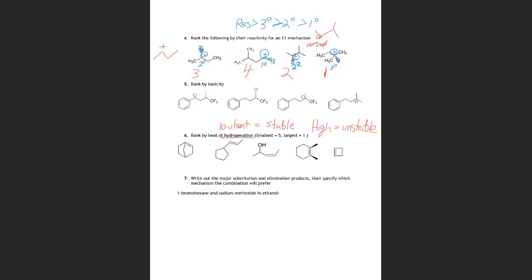So this one, we can say that it's di-substituted. This one is tetra. This one is di. This one is di. And then this one is tri-substituted. So we know that tetra is going to be our most stable. And so if it's our most stable, it's going to have our smallest heat of hydrogenation. So this is going to be our number 5.